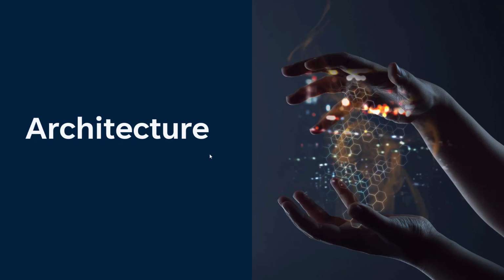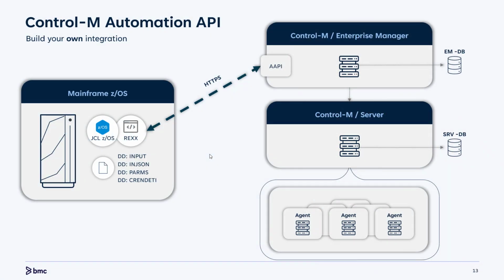Now let's discuss a little bit about the architecture. We have on the left a mainframe, and on the right we have Control-M for distributed. On the mainframe we will have a GCL that is in charge of calling a REXX program that has all the logic, and that REXX program is using different files to configure the environment.